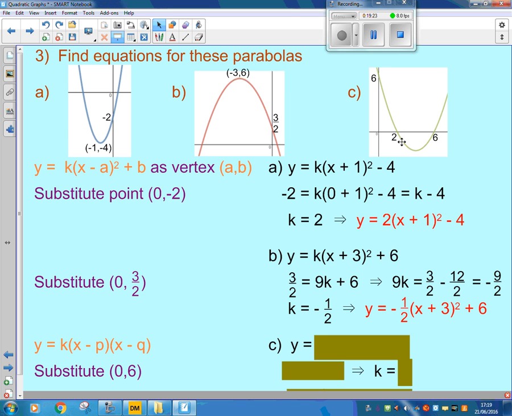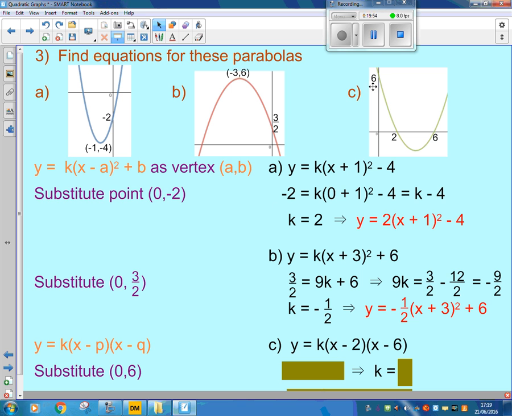Now because you see the 2 and the 6 there, you know y is going to be something times x minus 2 times x minus 6. Well, the last one we looked at was just straight x minus 2, x minus 6 on the previous page. But if I expand that, minus 2 times minus 6 is plus 12. It's not meant to be plus 12. So it's going to be a k times it again. So y is k lots of x minus 2 times x minus 6.